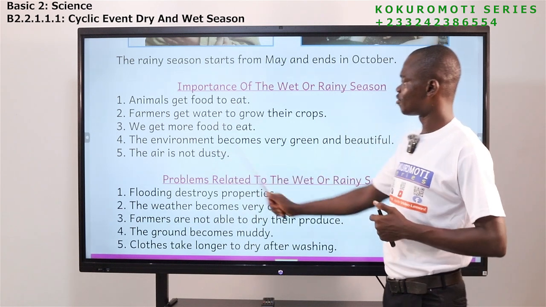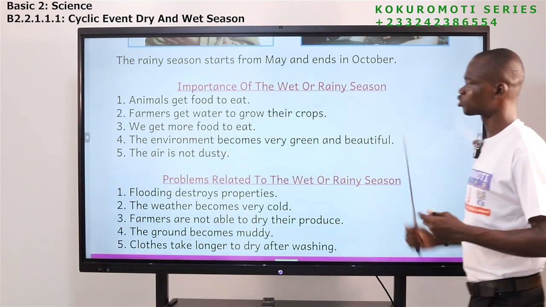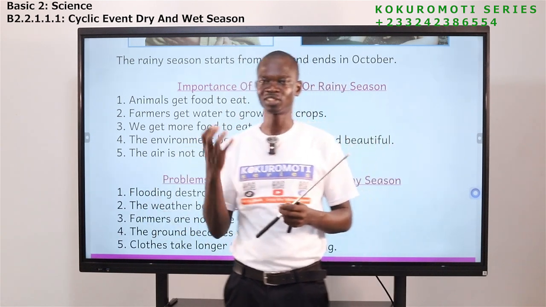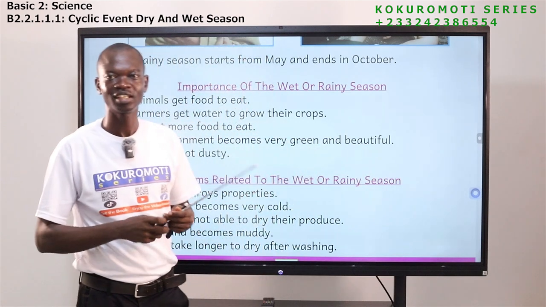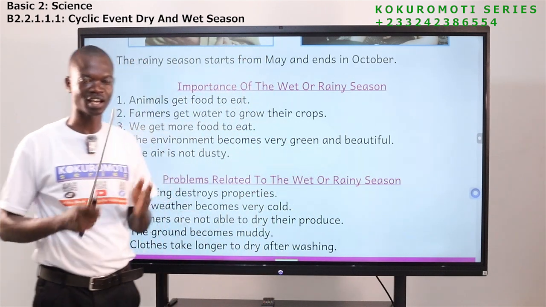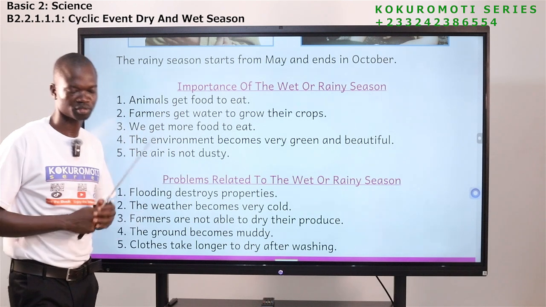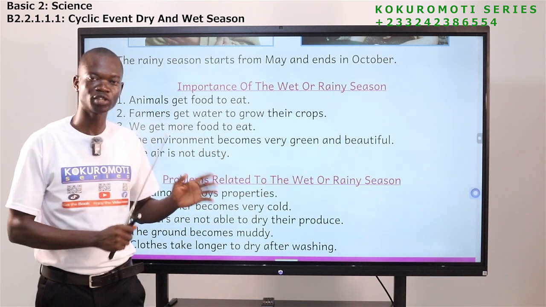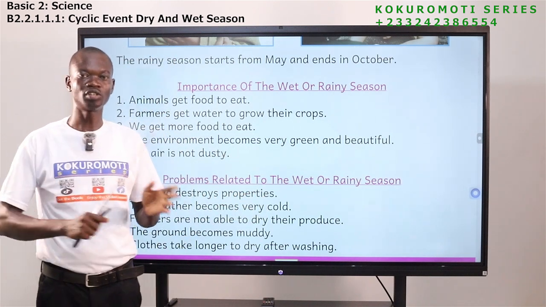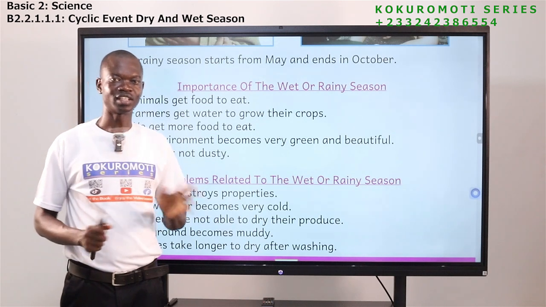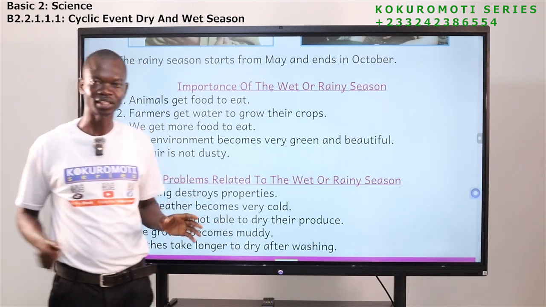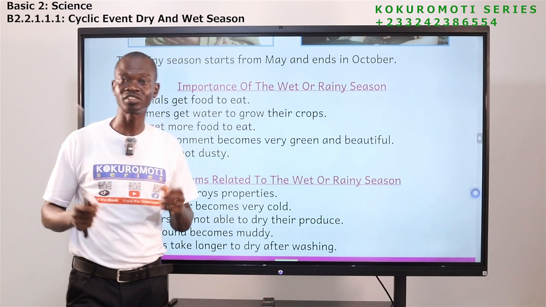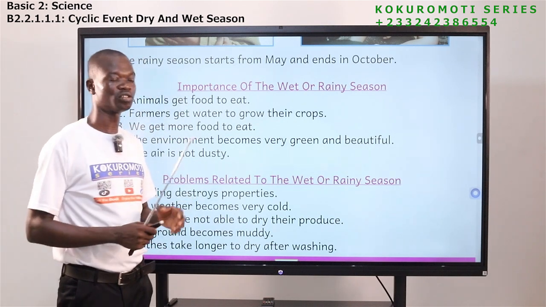The next one is that the environment becomes very green and beautiful. So during what? Rainy season, because all the plants are what? Growing well. You see the green color of the leaves, and those that have different colors too. So the environment becomes so beautiful. If you compare the environment during rainy season to dry season, you see that the difference is clear. During rainy season, the vegetation, the leaves, the plants that we see look so beautiful. But during dry season, no, they don't look beautiful.